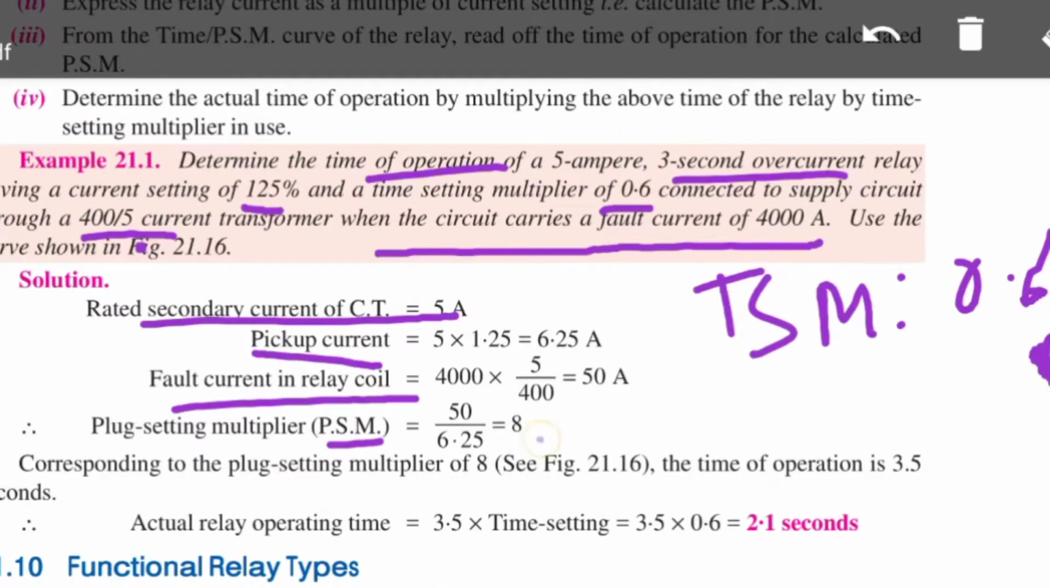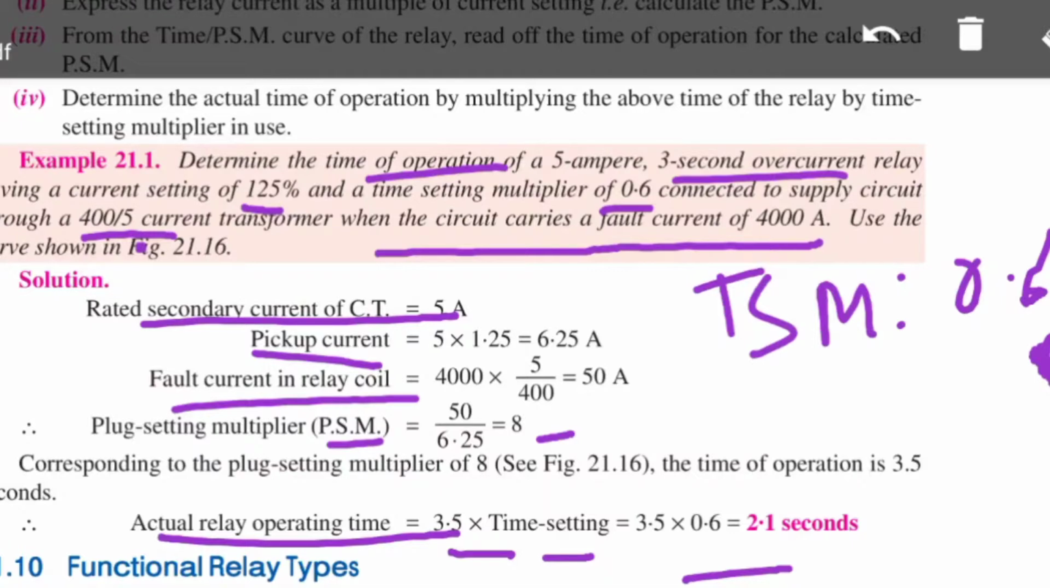After that, PSM is given by the formula we already discussed previously: 50 by 6.25. That is fault current in the relay coil divided by pickup current, and 8 is the PSM. Corresponding to 8 in the PSM curve, the operating time is 3.5 seconds. Therefore, the relay operating time is 3.5 into the time setting, which is 0.6, that is 2.1 seconds. That is about pickup current.